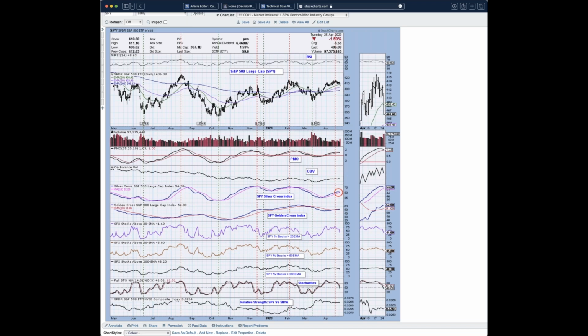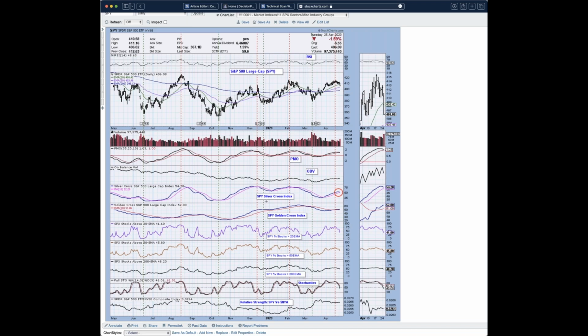The Silver Cross I wrote about yesterday topped. So again, one more nail in the coffin for this market that I told my subscribers about. This indicator is fantastic. The Golden Cross Index is a little confusing right now, right? Because it is rising and it has a positive crossover. Well, as you can see, this is a really slow-moving indicator. It gives us an idea of the underlying strength in the very long term, but it's not necessarily going to be a tradable indicator.